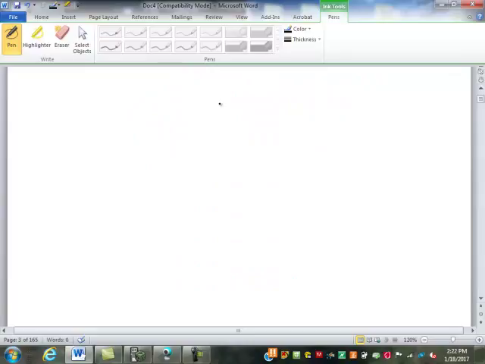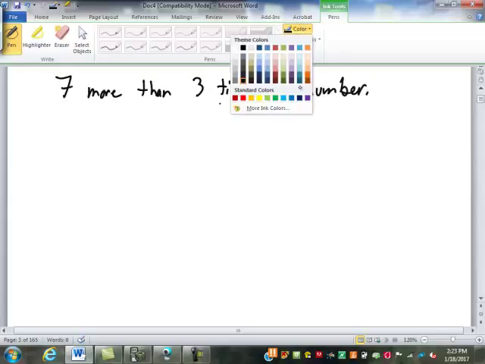So the next step, a little bit more difficult, is to start putting them together. We're going to put together multiple operations. For example, I'm going to say 7 more than 3 times a number. What's that going to look like in symbols?